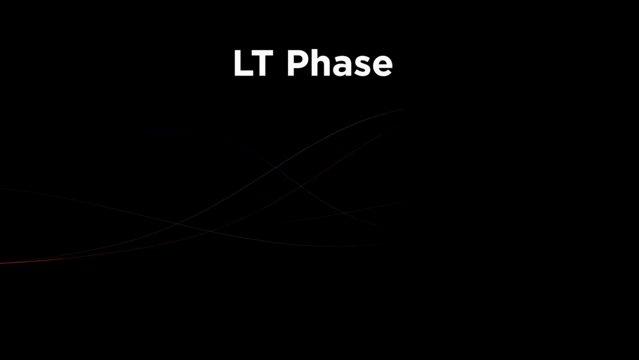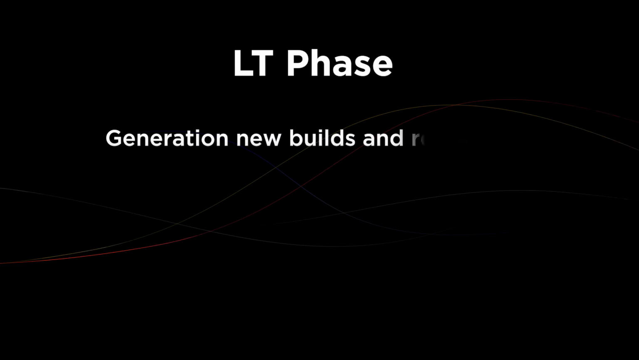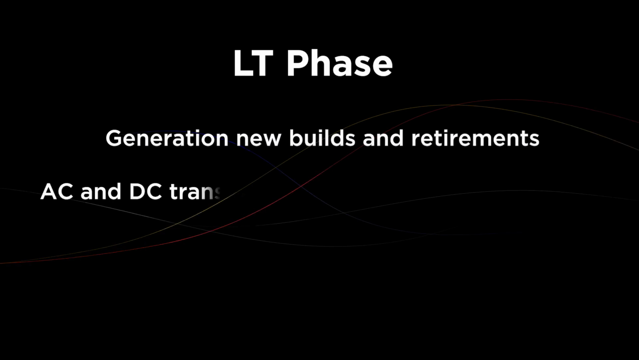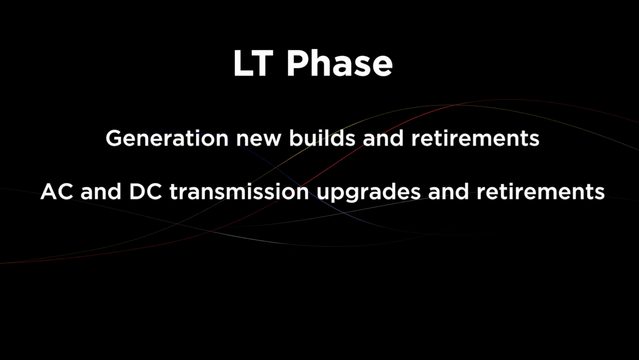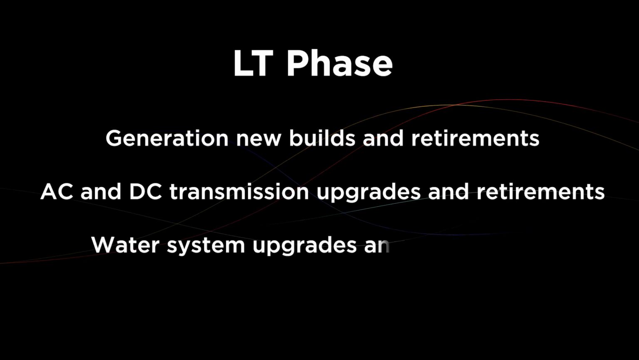PLEXOS can easily incorporate reliability constraints into its long-term planning optimization. This is an inbuilt feature in PLEXOS, requiring no additional customization. The LT phase in PLEXOS will find the optimal combination of generation new builds and retirements, AC and DC transmission upgrades and retirements, and water system upgrades and retirements that minimize the net present value of total system cost over a long-term planning horizon, like 20 to 30 years, subject to reliability and other constraints.